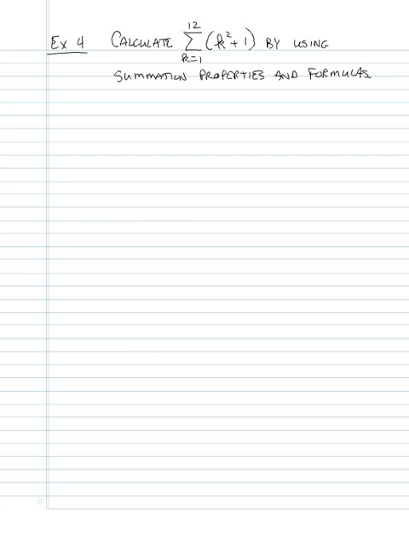Okay, in this case, we're asked to calculate the sum from k equal 1 to 12 of k squared plus 1 by using summation properties and formulas. And although we're not adding very many numbers together here, which we could do with our calculator, please do this in the spirit of what we're trying to learn and not just getting the answer, okay? Because again, later on, we may be doing this where it's k equal 1 to a million. And obviously, we're not going to do that with our calculator.